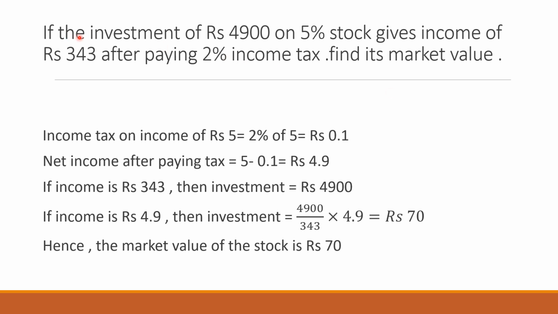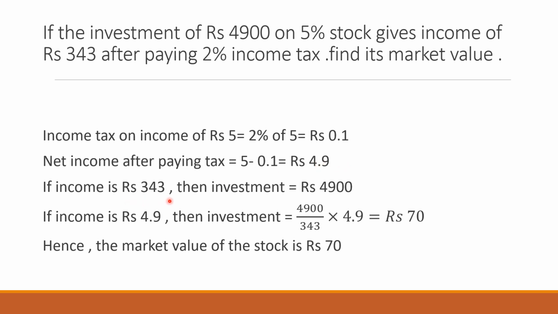Next question is, if the investment of rupees 4900 on 5% stock gives income of 343 after paying 2% income tax, find its market value. Now your investment is given to you, you have to calculate the market value. See, the income is rupees 5, right? So first calculate the income tax, 2% of 5 rupees, this is 0.1. Now calculate net income, this is income minus income tax, 5 minus 0.1, which is 4.9 rupees.